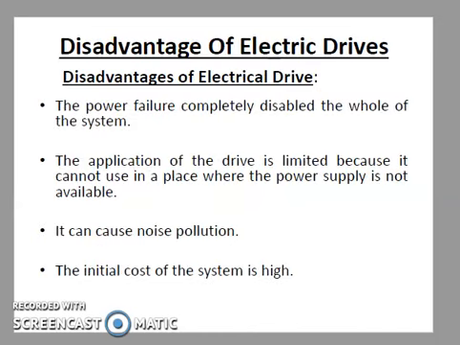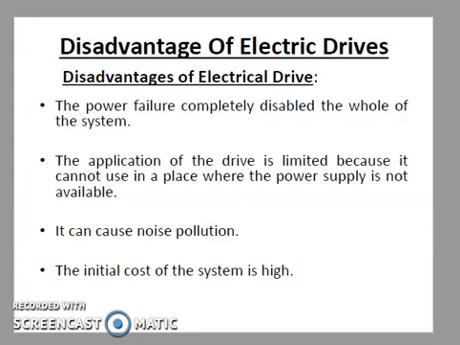The disadvantages of electrical drives include that if the power fails, then the complete system is shut down. It can cause noise pollution and the initial cost of the system is very high.